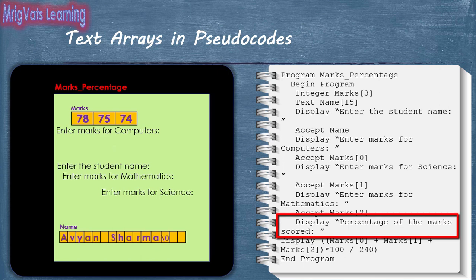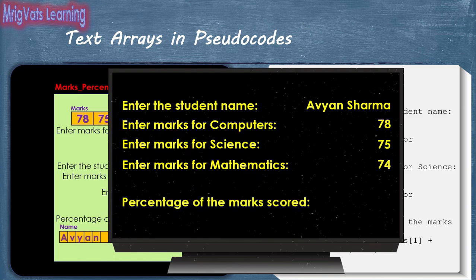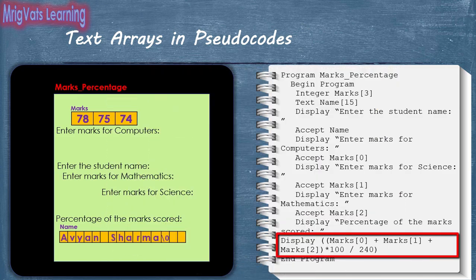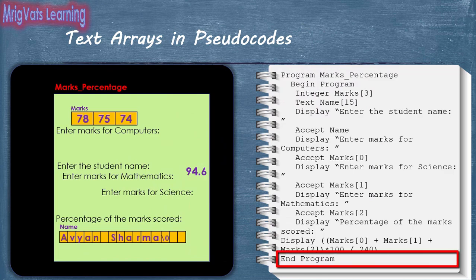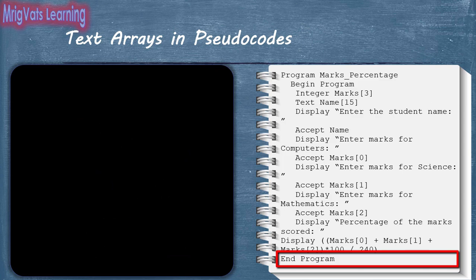When the next display statement is run, the program writes the "Percentage of marks scored" text in the memory allocated for the program. The display statement takes the text as an input and displays it on the virtual display board. When the next display statement is run, the program calculates the percentage of marks by adding the values of the three elements of the marks array, multiplying by 100 and then dividing the result by 240 in the memory allocated for the program. The display statement takes the final result as an input and displays it on the virtual display board. As soon as the end program statement is run, the entire memory associated with the program is released for the other activities of the computer.